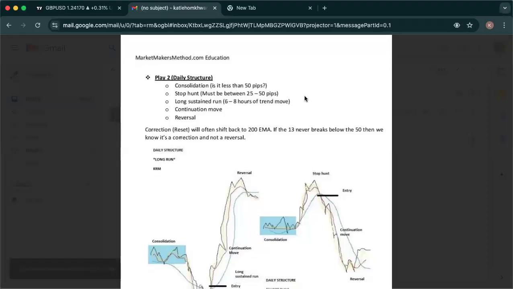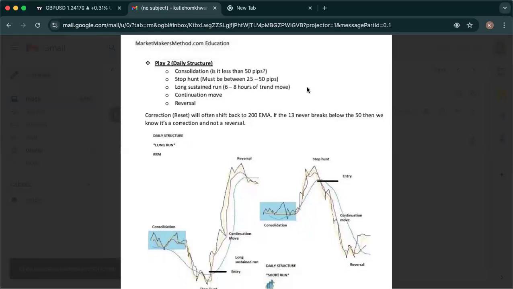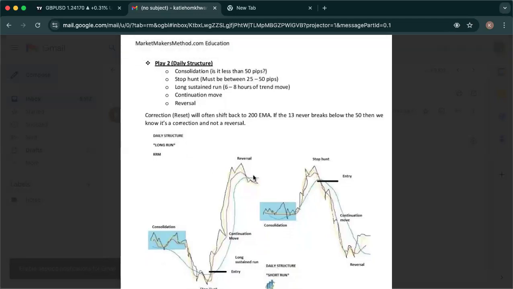Okay, guys, so in this picture, what we see here is the same pattern that I always explain to you. That is what we see here, right?